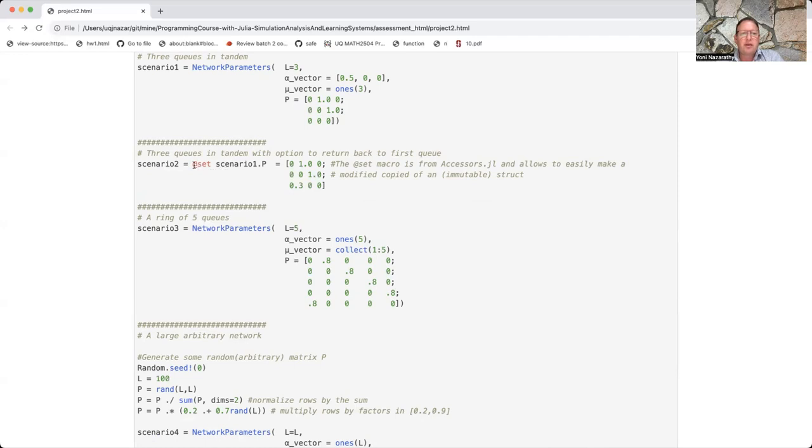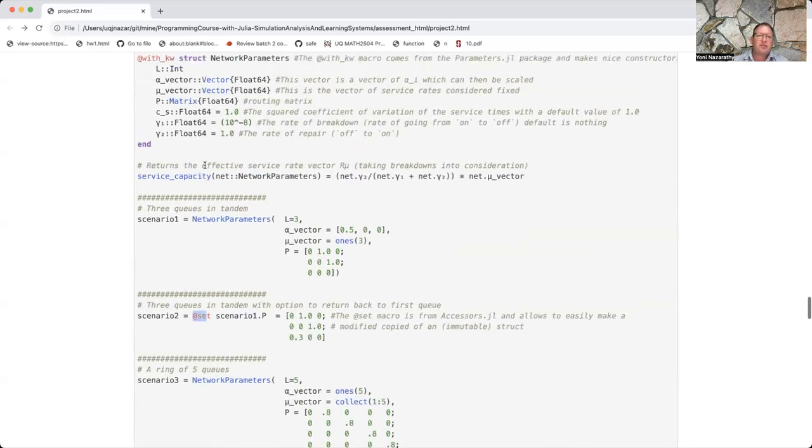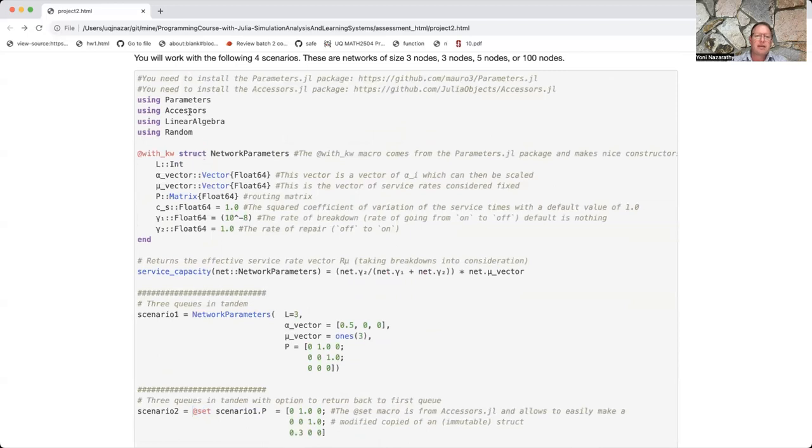Now here we use this @set. That's from the Accessors package. That just allows you to create a copy of scenario 1 where you've modified, in this case, the matrix P. Structs in Julia by default are immutable, right? So you're creating kind of a new one when you've made a modification. That's what the accessor does.